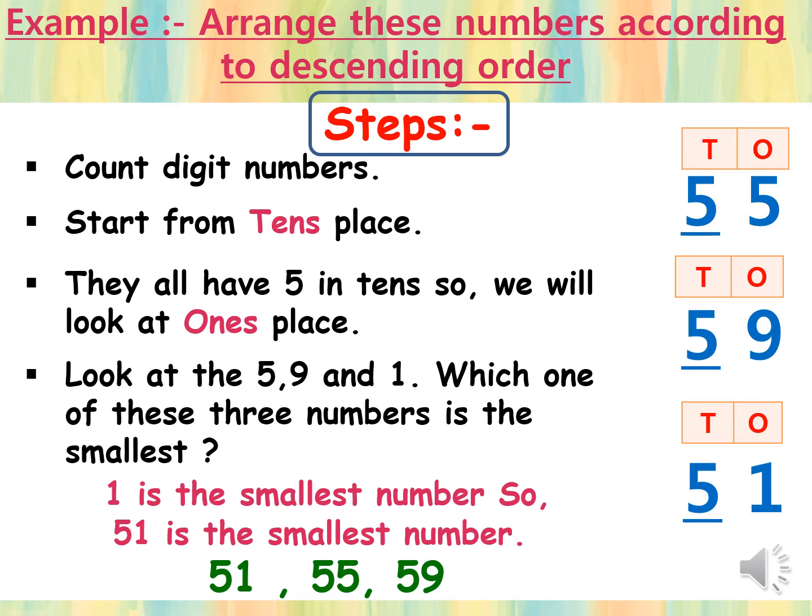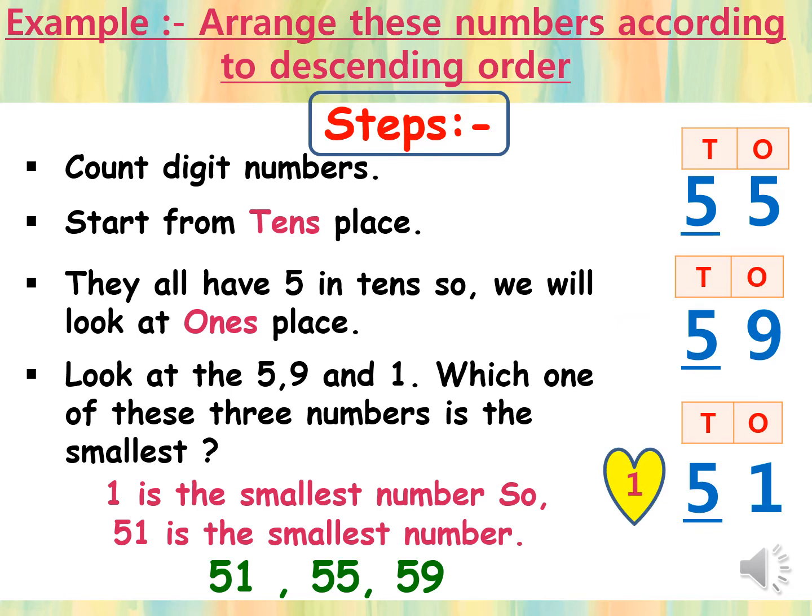Okay, step number two, start from tens place. Okay, look at tens place, we have here 5, 5, 5. So in tens they are equal. What I'm going to do, so we will look at ones place. Okay, let's look at the ones place. We have here 5, 9, 1. Which one of these three numbers is the smallest? We have here 5, 9, 1. So 1 is the smallest number. So 51 will be the smallest number.